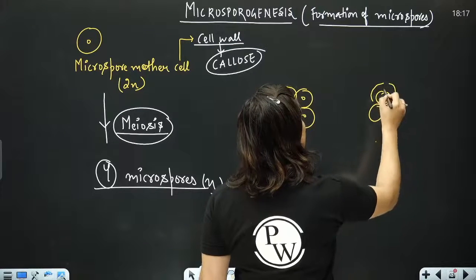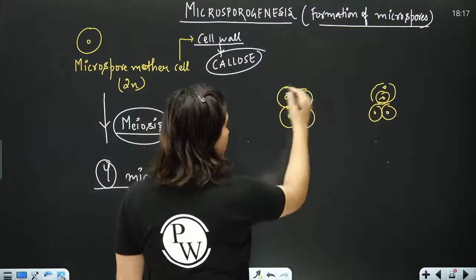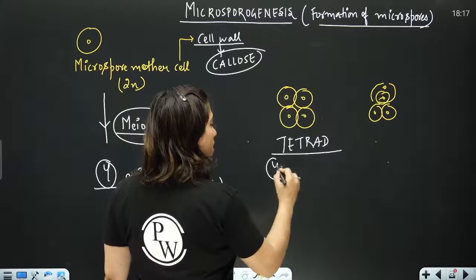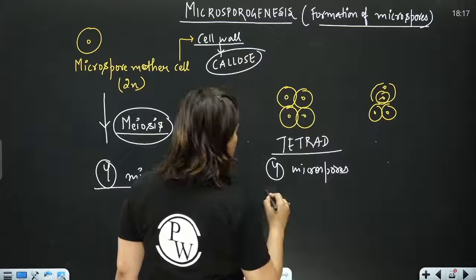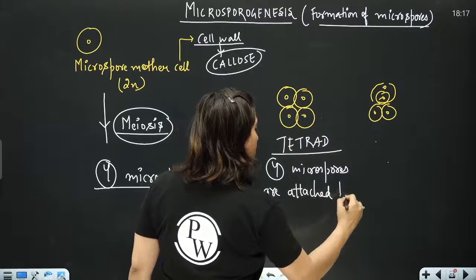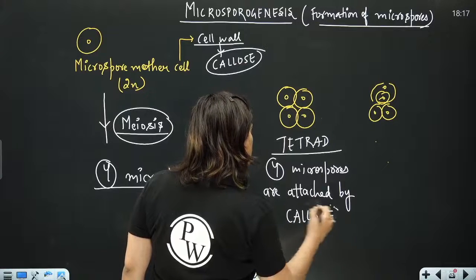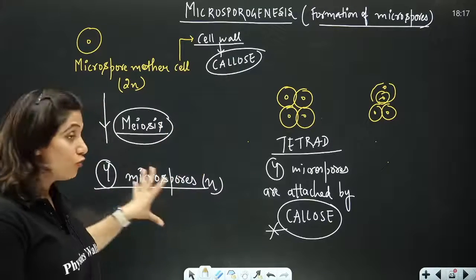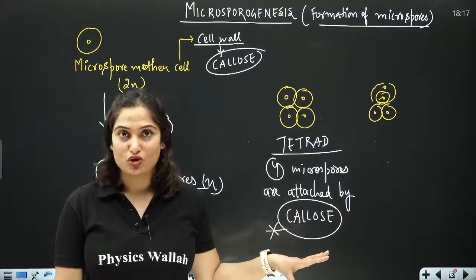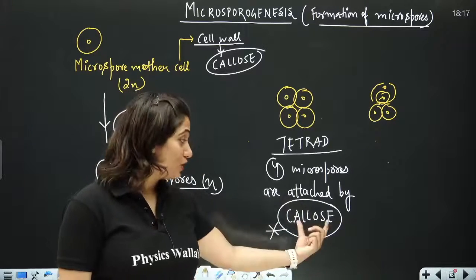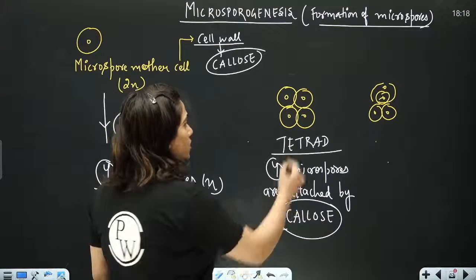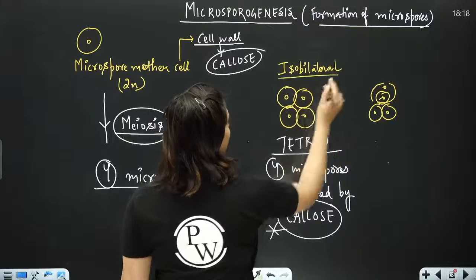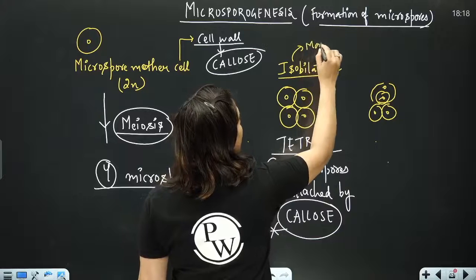One will be behind it, right? So these are the 4 microspores which remain attached. This is a tetrad. Tetrad means 4 microspores are attached to each other. And what is the thing responsible for these 4 microspores being attached to each other? It is callose. Callose was present in the wall of the microspore mother cell, and when it gives rise to 4 microspores, these 4 microspores remain attached to each other and form a tetrad. Why are they attached to each other? Because of this compound callose. Okay, so what kind of shape can you see here? This is the isobilateral shape, which is seen in the case of monocots, right?